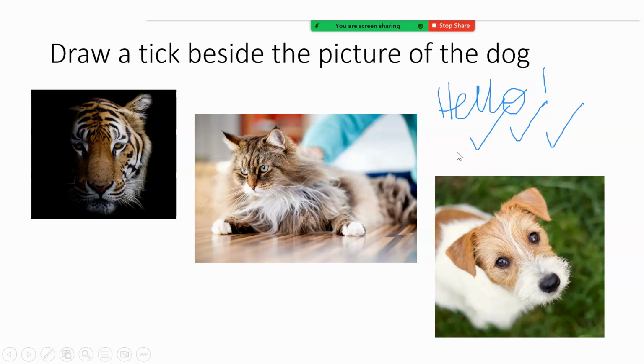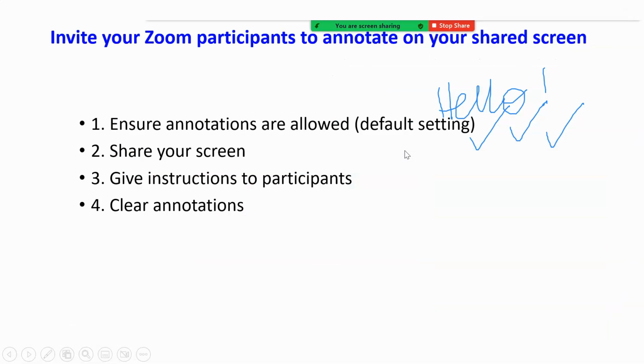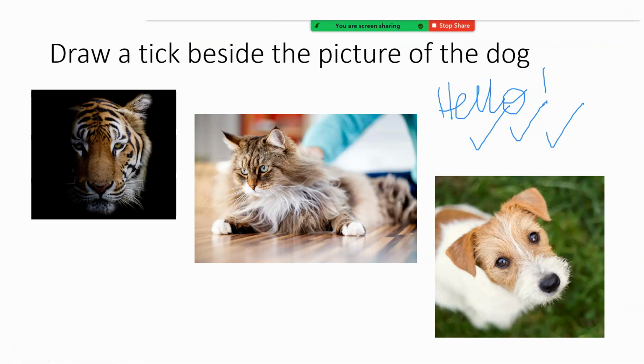So having achieved the annotations, I would now like to erase or clear the annotations before I move on. Let me just show you what happens if I don't clear the annotations. You can see that they remain there for the rest of my Zoom session. So I will need to clear them.